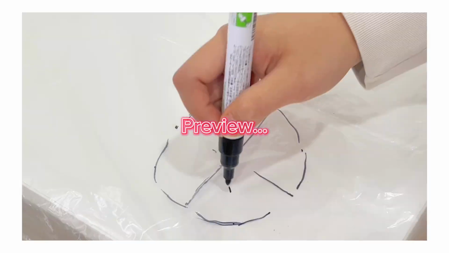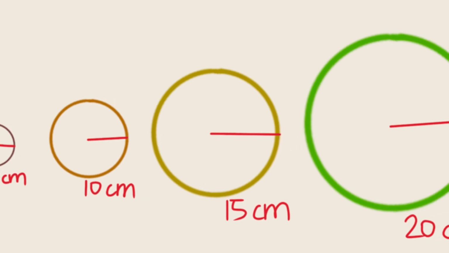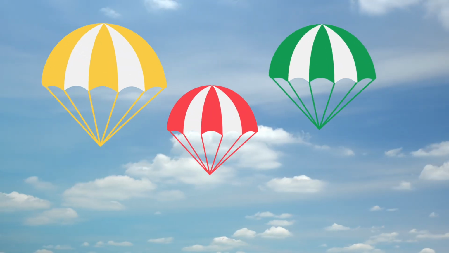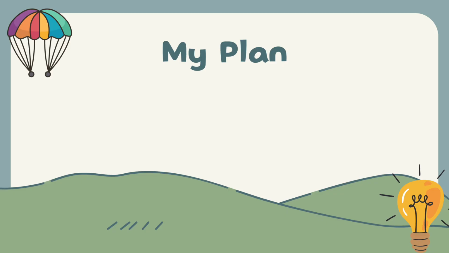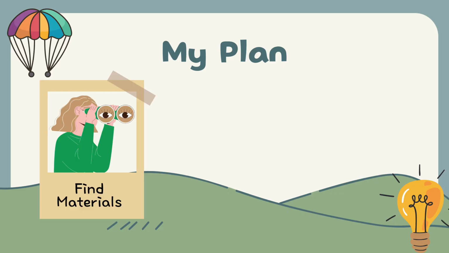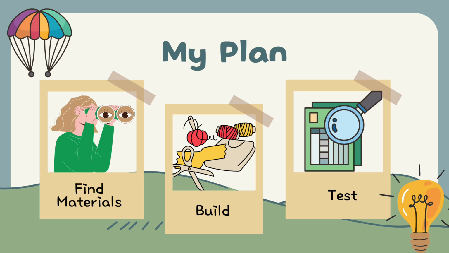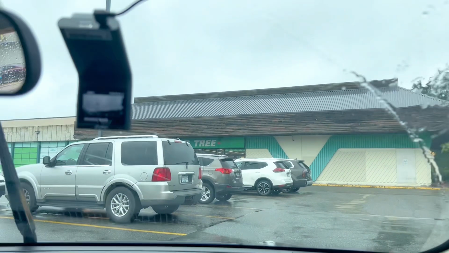So in this video, I've created 5 different sized parachutes ranging from 5 centimeters to 30 centimeters in radius, and then dropping them using the same masses attached to see how the results differ. I've designed a plan to achieve all of this. Firstly, I'll find the materials because I have none at home literally. Next, I'll build the parachute using my amazing crafting skills. Then, I will drop somewhere high while timing. And lastly, I'll start making this video.